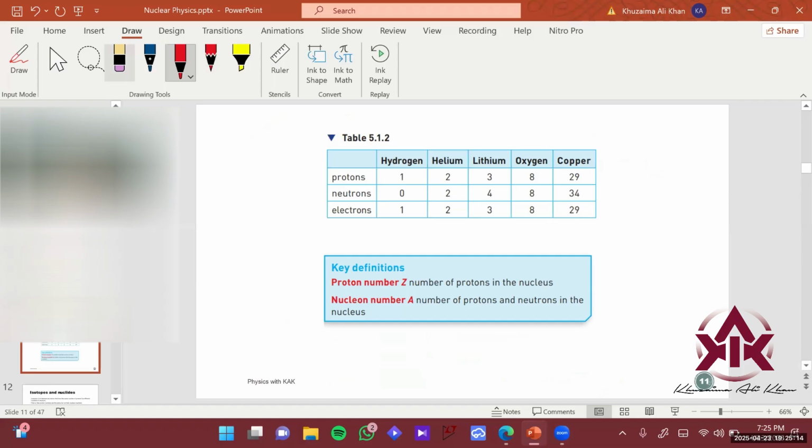Okay, if we have hydrogen, that is 1 1. How many protons, neutrons, and electrons are here? You can basically check it out. Okay, it's going to be easy.